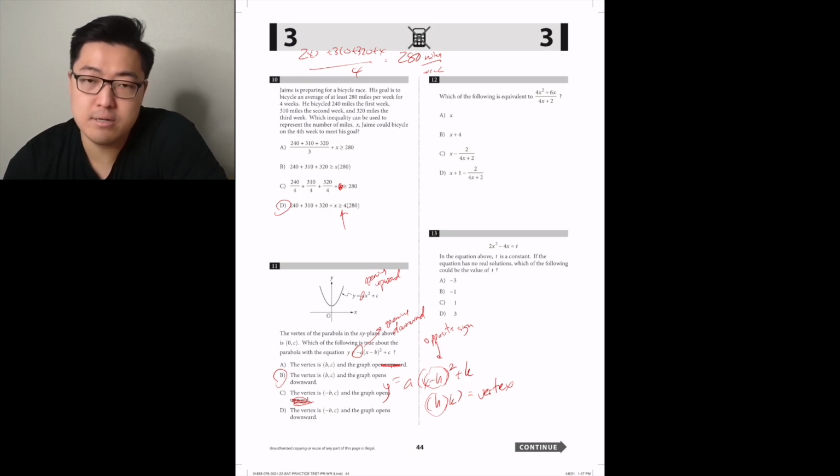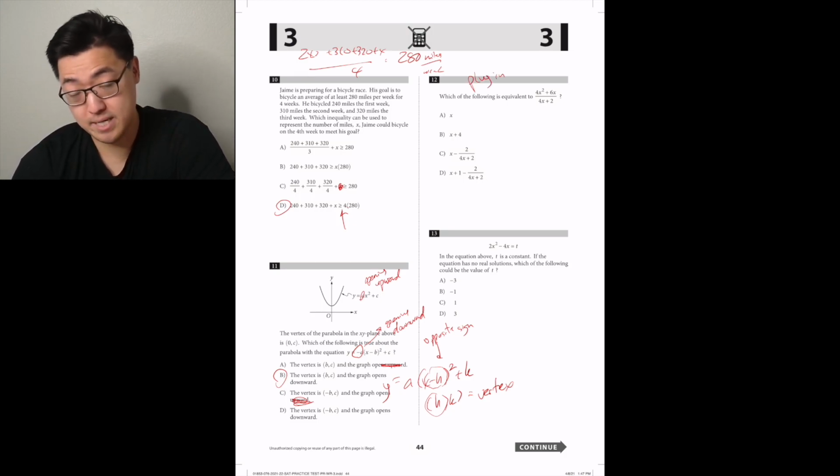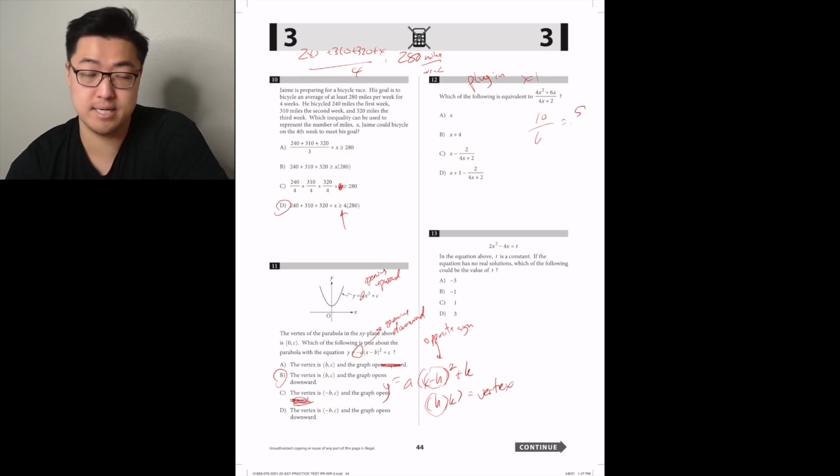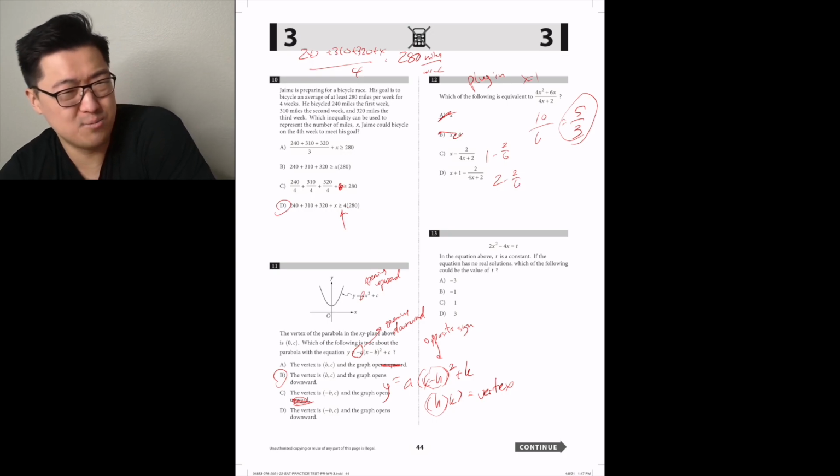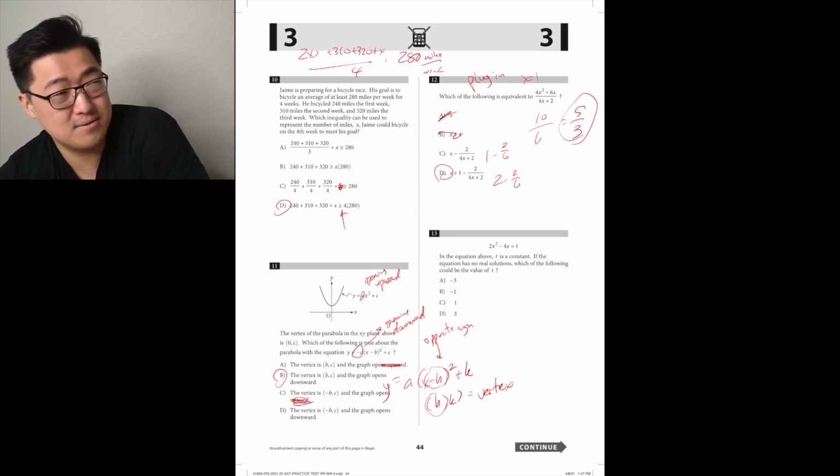12, which of the following is equivalent to that? Just plug in, I think. Let's plug in x equals 1 and solve. So if x equals 1, then you get 4 plus, so 10 over 6. So which one's 10 over 6? Not A, not B. 5/3. I'm going to simplify. I don't know if that's going to help. 1 minus 2 over 6. It didn't help. Okay, but it's not C. I think it's D. So that's 1 plus 1 minus, that's 2 minus 2 sixths. 12 over 6 minus, yeah, it's D.